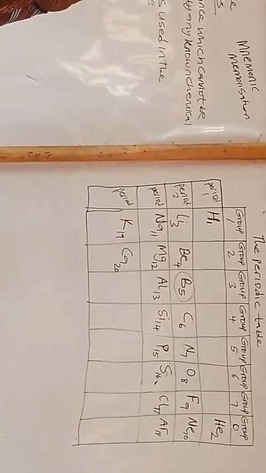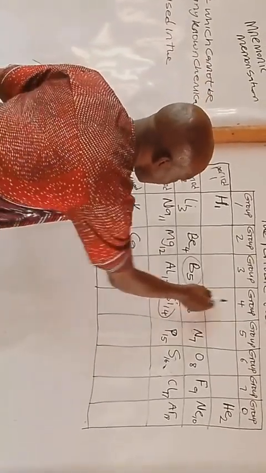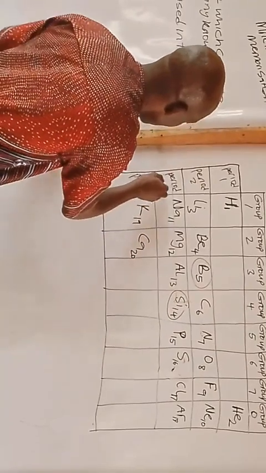It's a past question. In another year, in one of the exams, they asked: silicon belongs to which group and period of the periodic table? Silicon, this is silicon. Group 4, period what? Period 3.